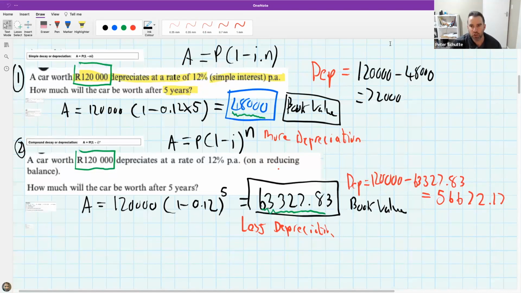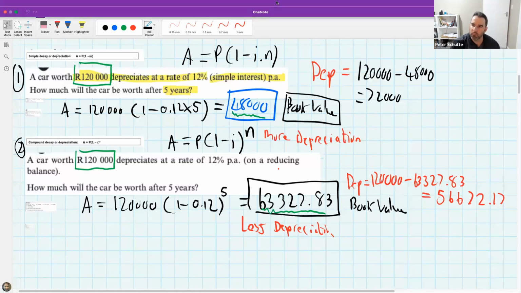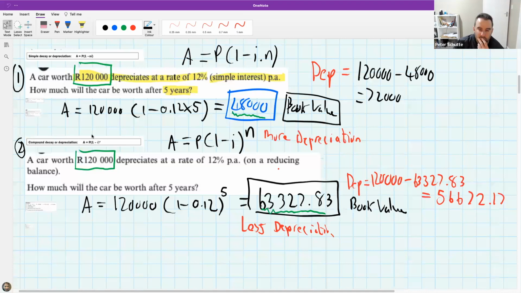Now, I'm just making sure that you understand the words that come up in this section, because if you don't do accounting, book value, depreciation rate, it can sound a bit like they all sound the same. So give me a thumbs up if you understand the difference between the original value, P, the book value, which is the A, or how much it's worth, and then the amount of depreciation.